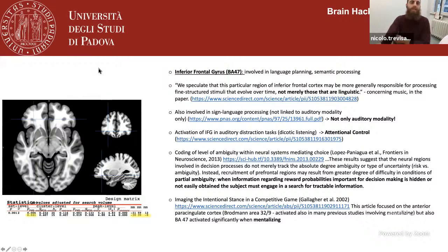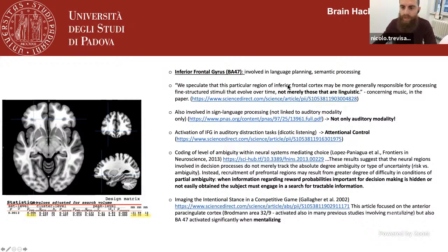The first area is BA47 in the inferior frontal gyrus. This area is known to be involved in language planning and semantic processing. In the last hour before this presentation, we tried to gather and study some literature to understand why the chess experts would show these differences. We found quite a few studies in just a brief search.